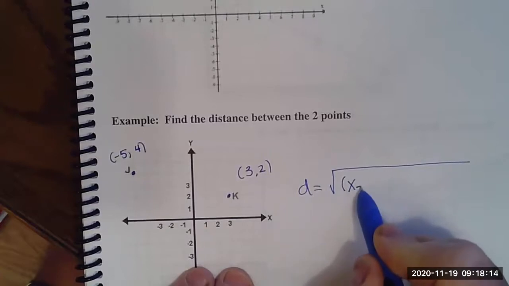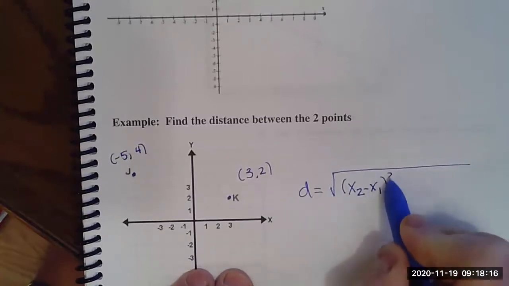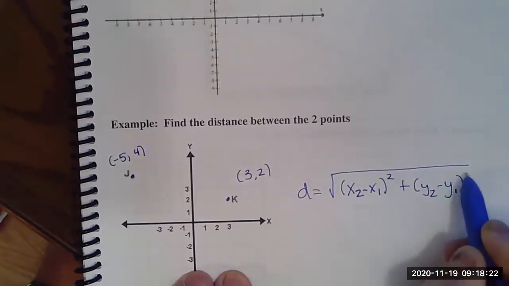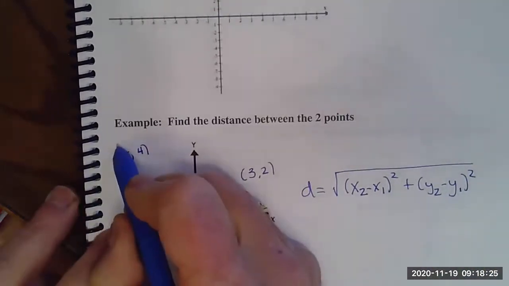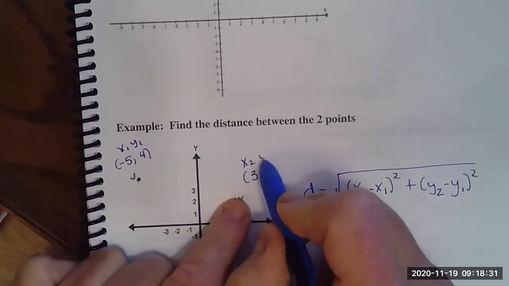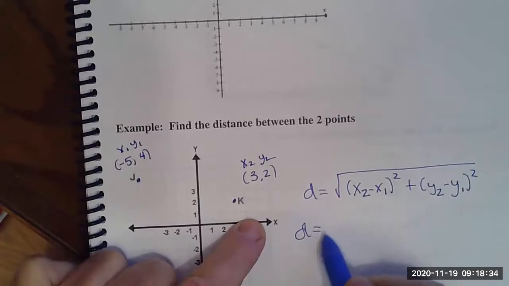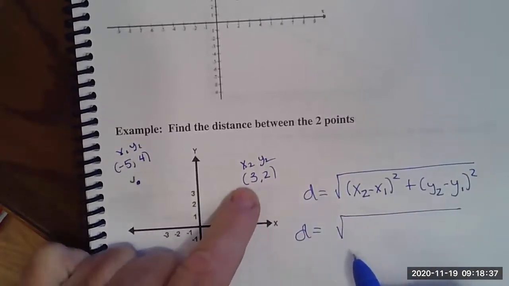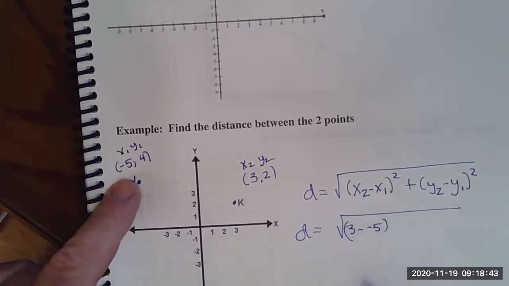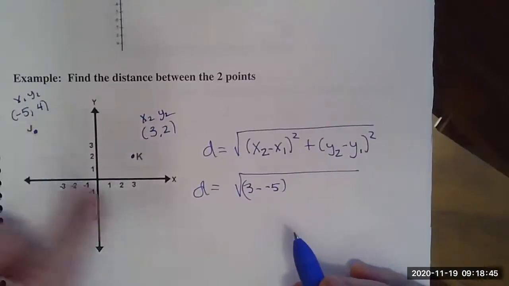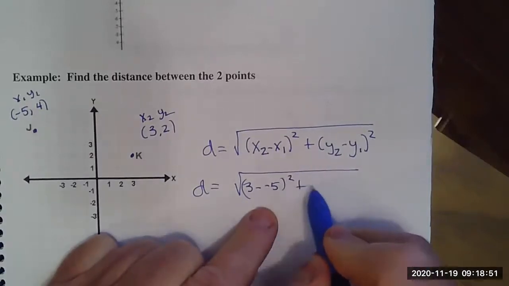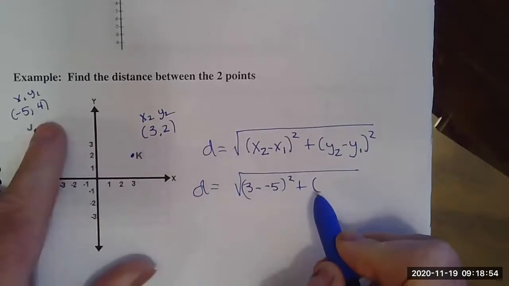the difference of the x's squared, and the same thing for the y's. So who's first? Just because I read from left to right, here's first. And over here is second. Okay, so 3 subtract -5. So 3 subtract -5. Three subtract -5 squared, and then 2 subtract 4.